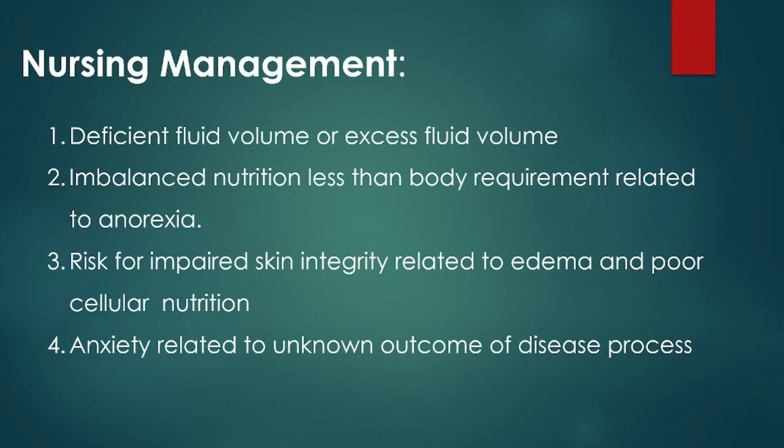Then the final one, anxiety related to the unknown outcome of disease process. Here the patients will have more anxiety. How can we avoid the disease process, how can we exit from the disease process? Like that, the clients will have many doubts. So, nurses need to provide psychological support and emotional support so that the client can recover from the disease process easily. A clear and careful explanation reduces the anxiety for the client and the family members so that the outcome will be very effective.